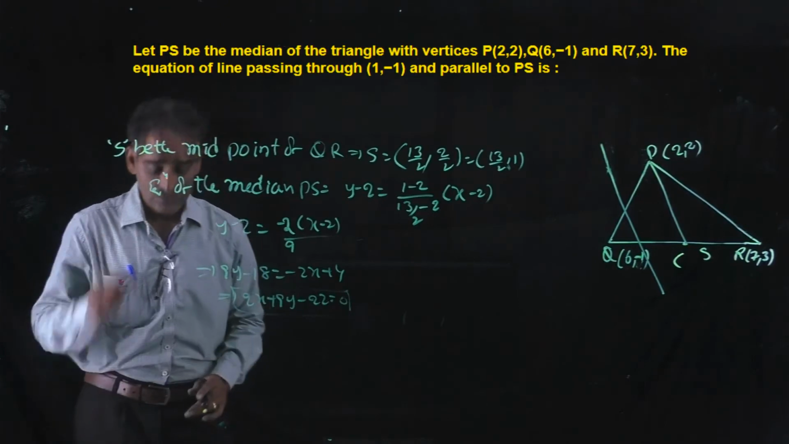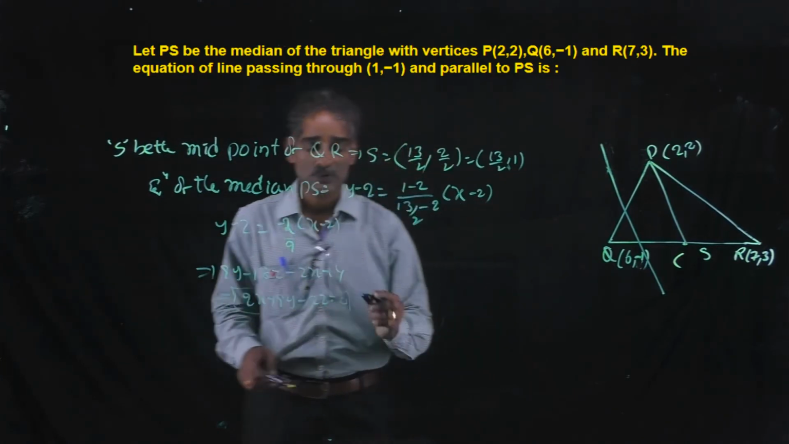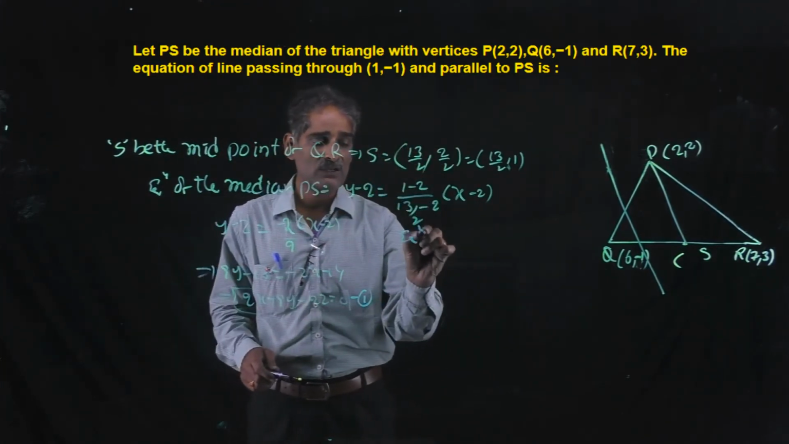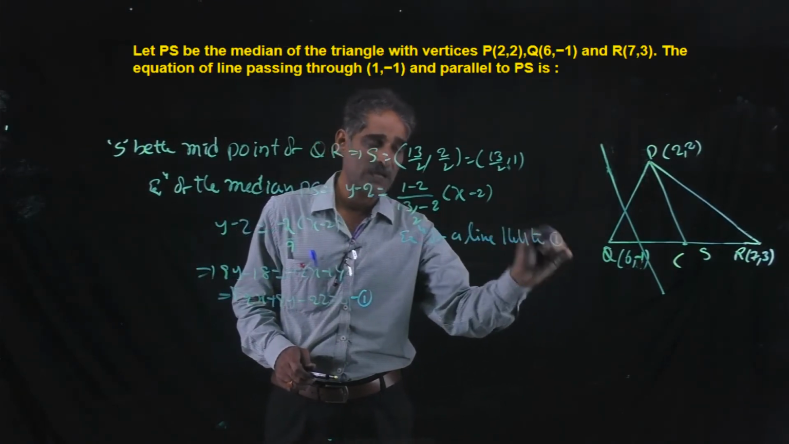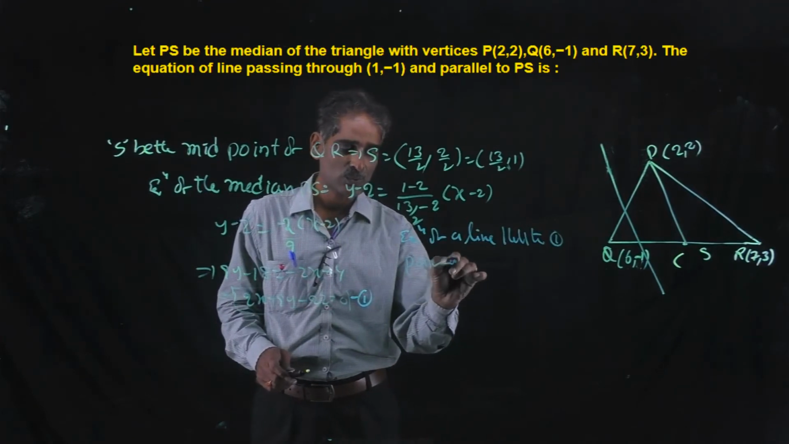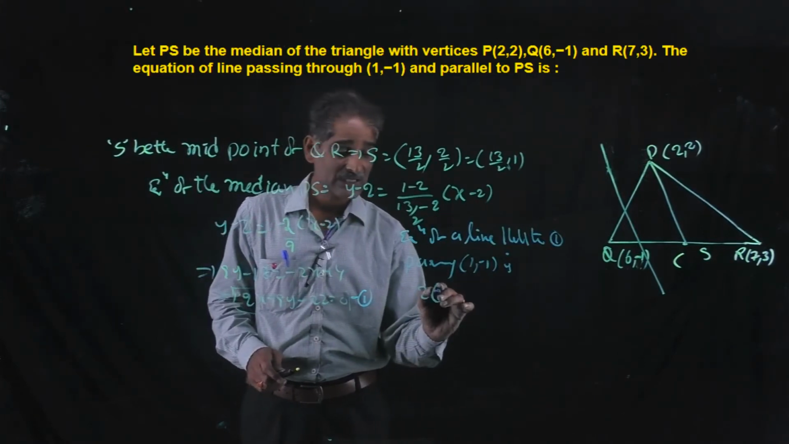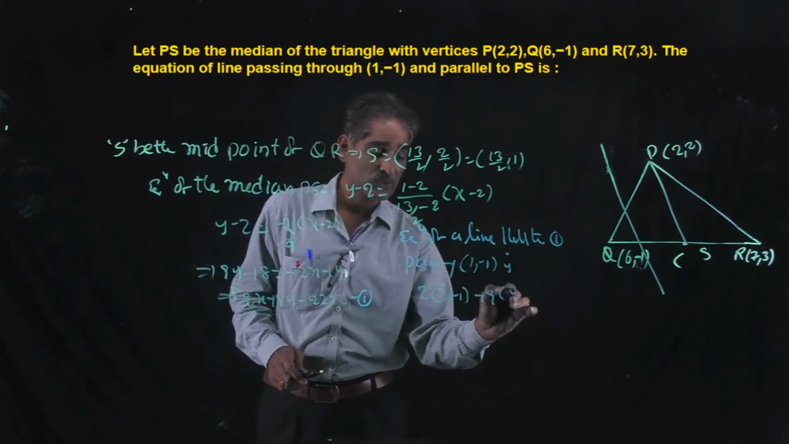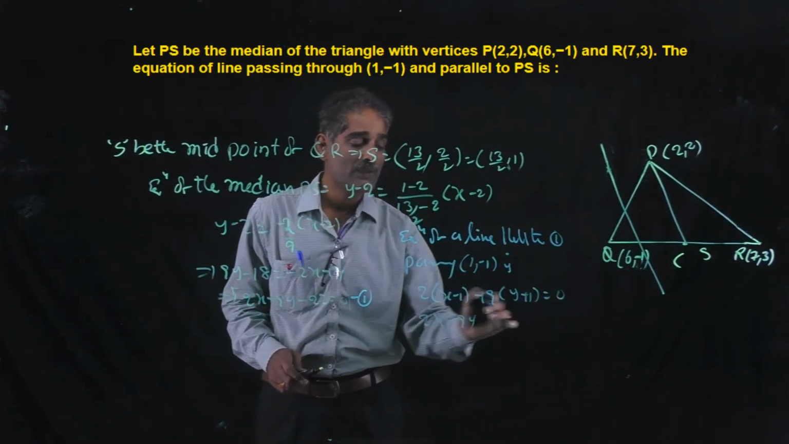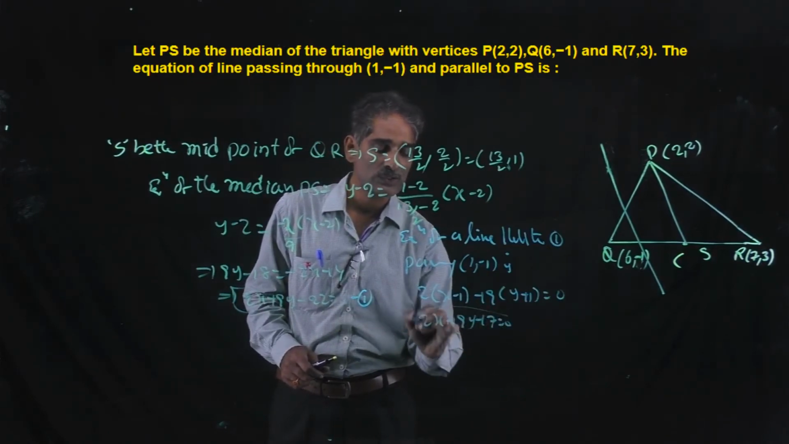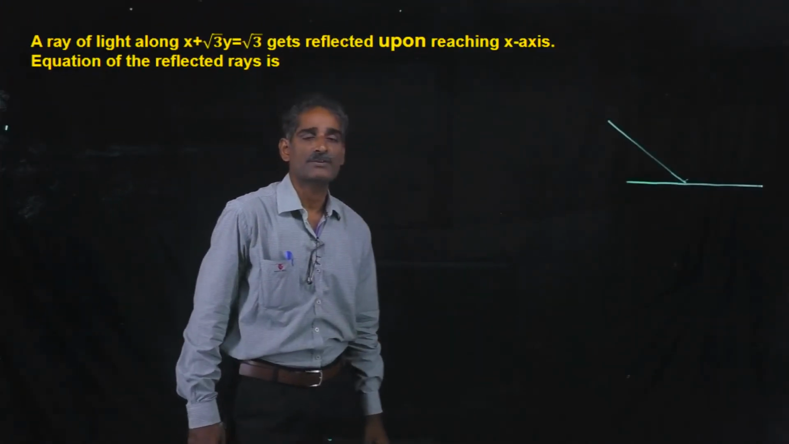This is the median. We have to find the equation of the line parallel to this and passing through (1, minus 1). So let us take this equal to 1. Equation of a line parallel to 1 and passing through (1, minus 1) is 2 into (x minus 1) plus 9 into (y plus 1) equal to 0. From this we can write 2x plus 9y minus 2 plus 9, that is plus 7, equal to 0. This is the required equation. Very easy. Okay, see this problem. It is an important problem.